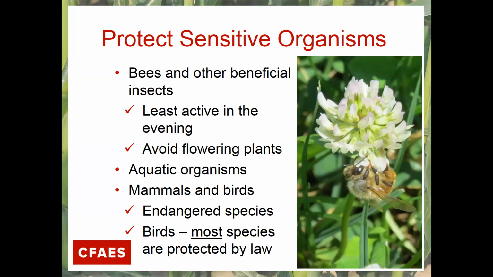Potential hazard to endangered species will be indicated on the label, and it is the applicator's responsibility to know if an endangered species habitat is near and if they need to protect it. Birds are a situation where most species are protected by law. House sparrows, European starlings, and common or rock pigeons are exceptions and need to be controlled.